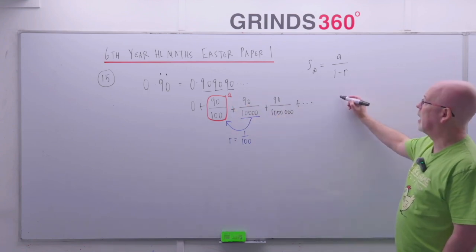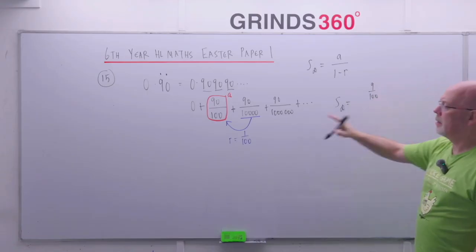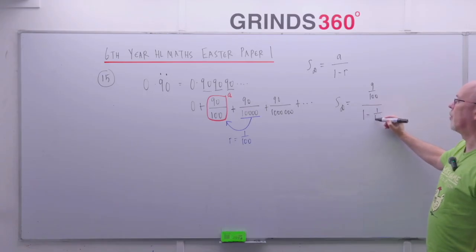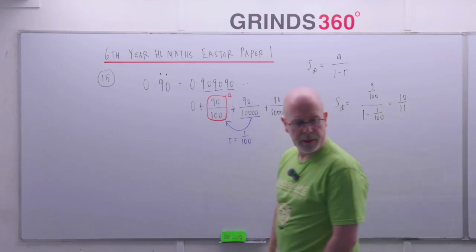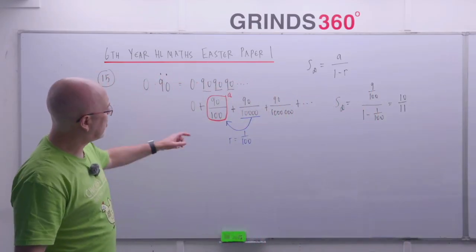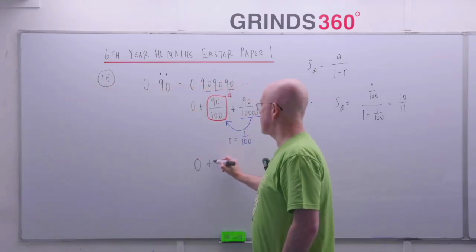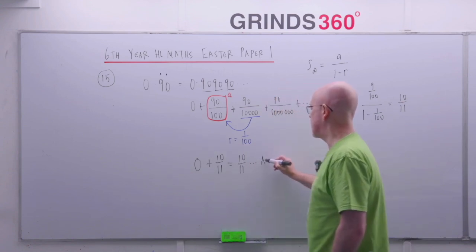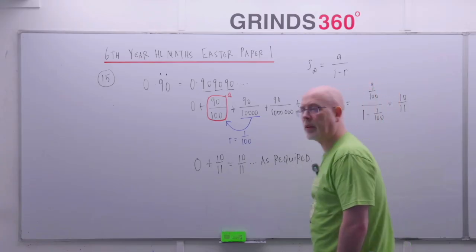I just fill them into the formula now. So the sum to infinity is A, which is 90 over 100, the first number in my sequence, all over 1 minus r, 1 minus 1 over 100, and that comes out at 10 over 11. If you put that into your calculator, it comes out at 10 over 11. And you can see that the entire number just consists of that 0 plus what all these numbers add up to. So 0 plus 10 over 11 is 10 over 11, which is as required. You don't need to write that down, but that's what he asked you to show. He asked you to show that it was equal to 10 over 11, right?